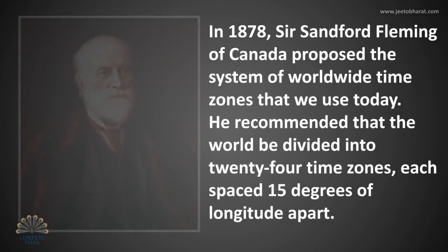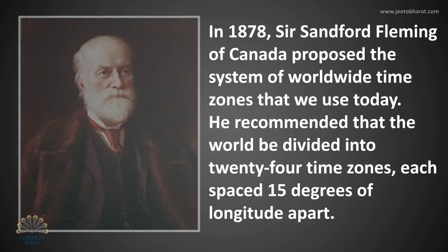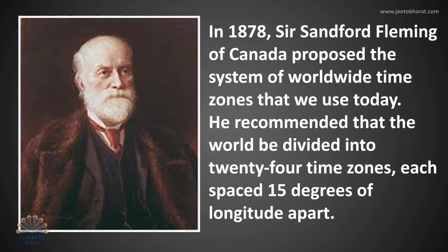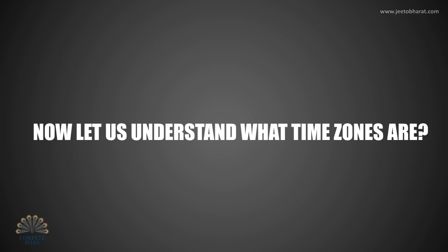In 1878, Sir Sandford Fleming of Canada proposed the system of worldwide time zones that we use today. He recommended that the world be divided into 24 time zones, each spaced 15 degrees of longitude apart. Now let us understand what time zones are.